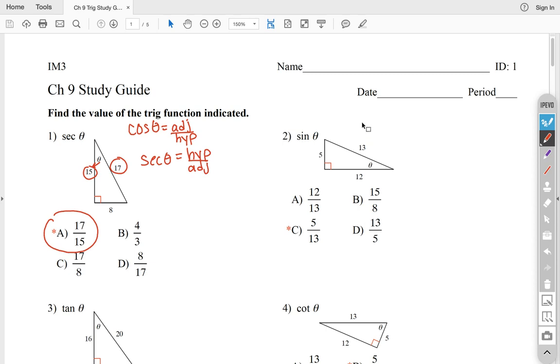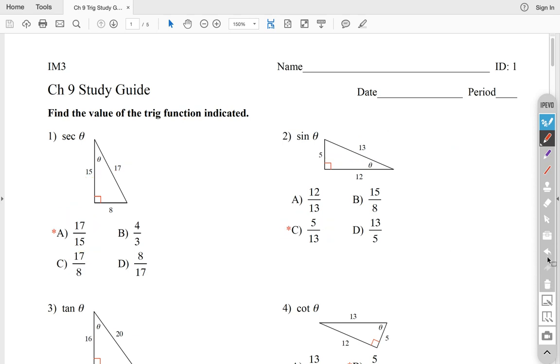All right, for number 2, we're going to have sine. And hopefully you know that sine by now is going to be opposite over hypotenuse. So opposite from this angle is 5. And then hypotenuse is 13. So 5 over 13. So the answer is C. So number 1 is A, and number 2 is C.